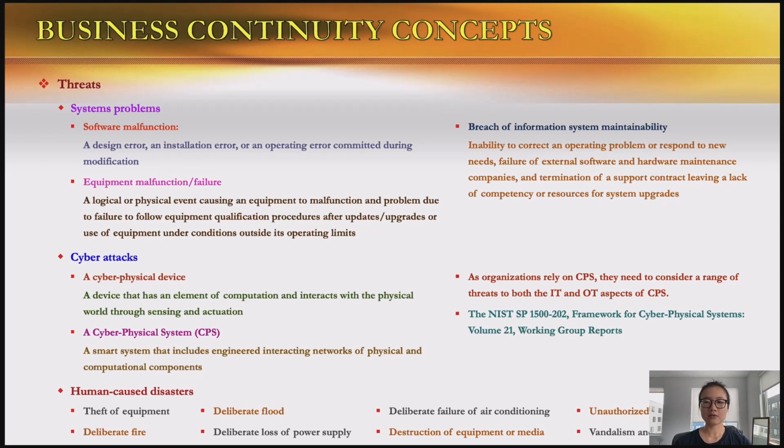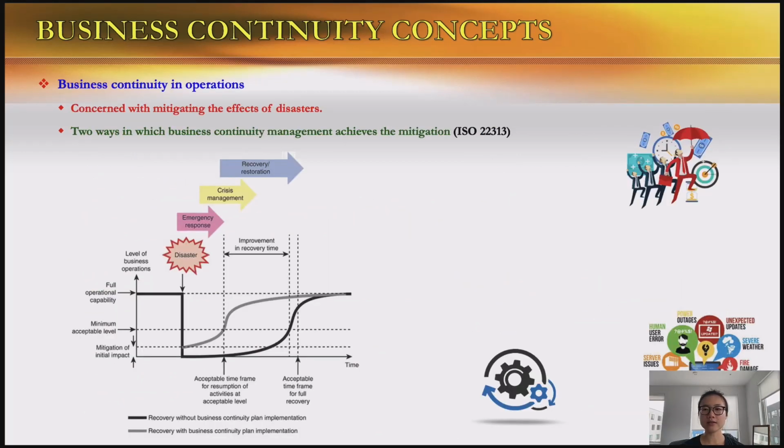Threats in this category include theft of equipment, deliberate fire or flood, deliberate loss of power supply, deliberate failure of air conditioning, disruption of equipment or media, unauthorized use of equipment, and finally, vandalism and explosive discharges. In essence, business continuity management is concerned with mitigating the effects of disasters. According to the ISO, there are two ways in which business continuity management achieves that mitigation.